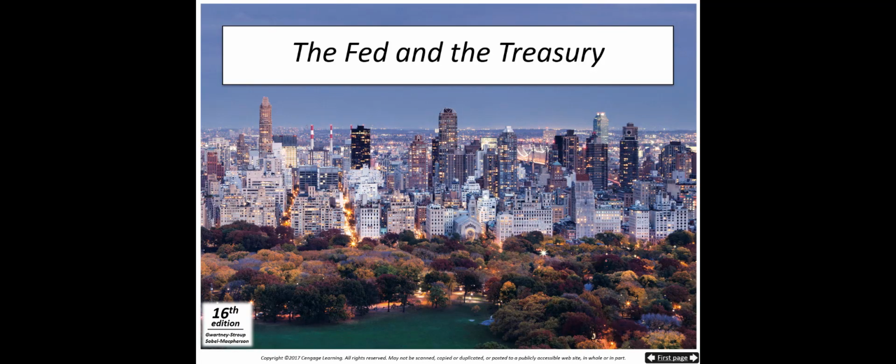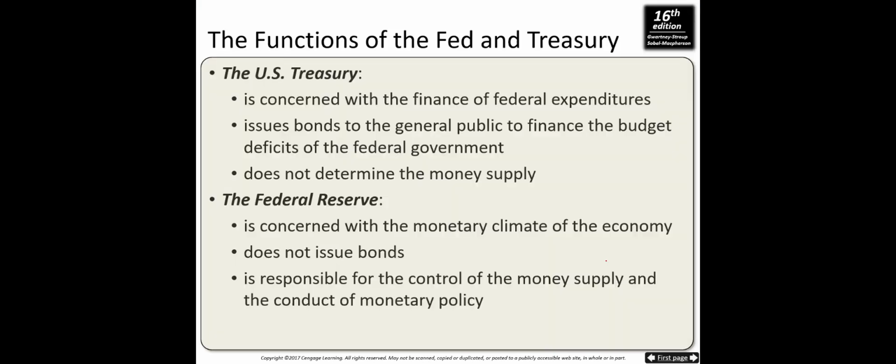And next we talk about the difference between Fed and the Treasury. The US Treasury is concerned with the finance of federal expenditure. Therefore, the US Treasury is responsible for issuing bonds to the general public to finance the budget deficit of the federal government. So what the US Treasury does is it issues a bond. A bond is an IOU, so the public buys this bond in return for an interest earning, because bonds are paying interest to the bondholders, and those dollars go to the government, right? Because they pay money to buy the bond.